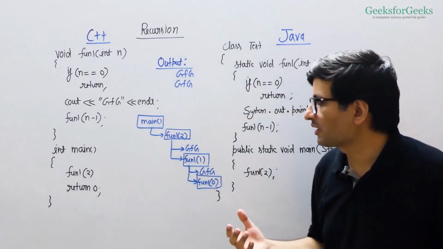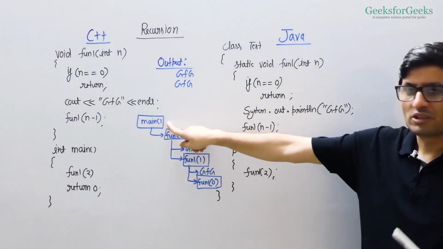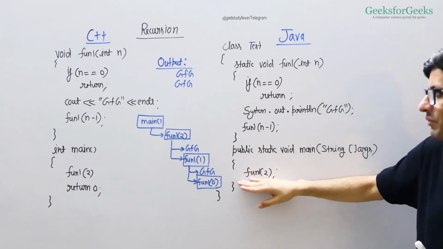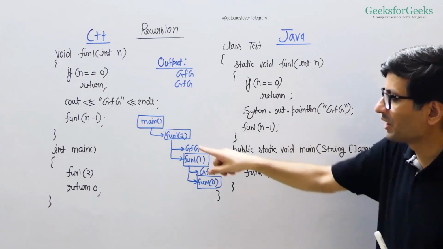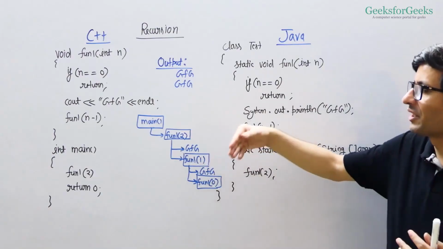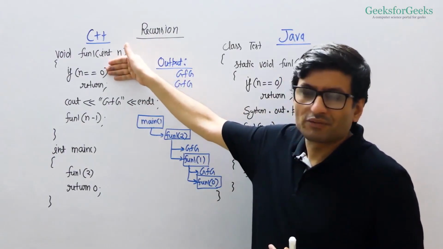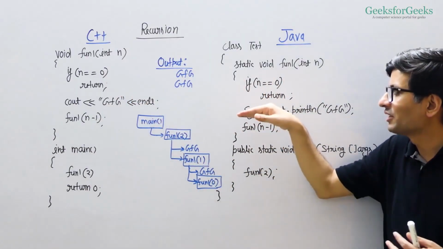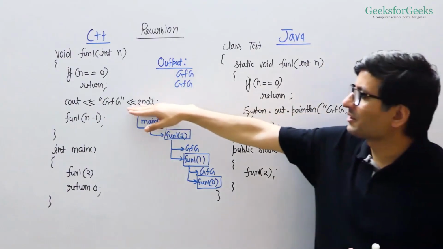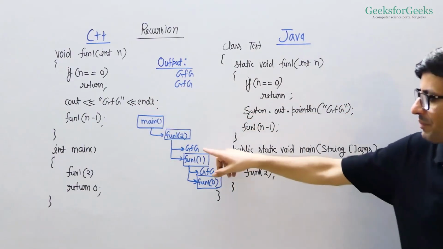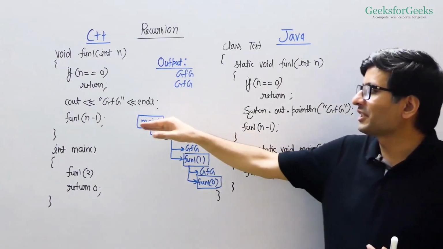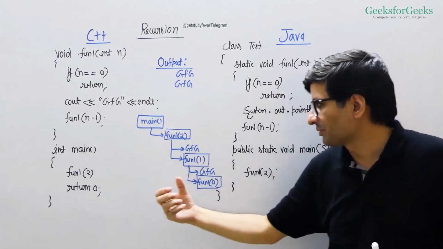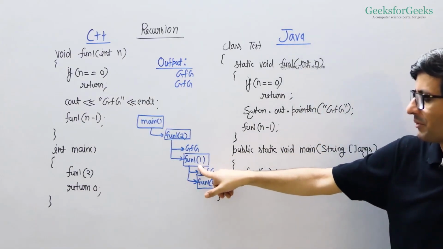How does this program work? We have main function call. This is the first function where execution begins. The first line in main function is call to fun1. When you call fun1 with an argument value 2, it begins the execution from the first line of fun1. And the first line is to check whether n is 0 or not. So n is not 0, so we come to the next line, which is printing gfg. So we print gfg. And after printing gfg, we have a recursive call, a call to itself with parameter n-1. So it calls fun1 with parameter as 1.